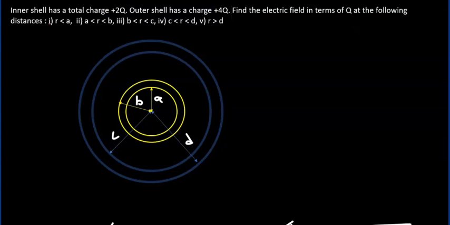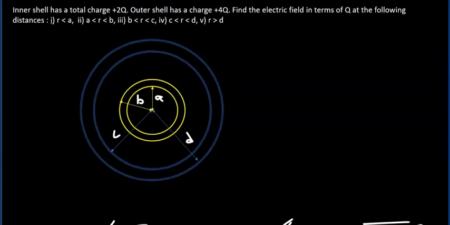R less than A, meaning in this region. R between A and B, that means in that region. R between B and C, in this region. R between C and D, that means in this region. And R is greater than D, that means that region.